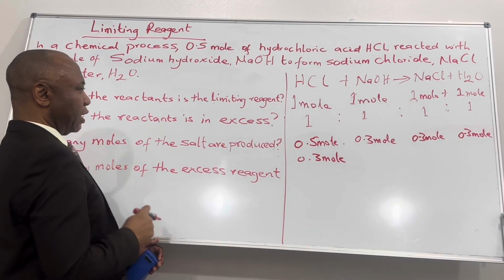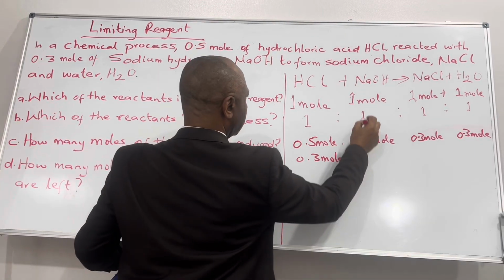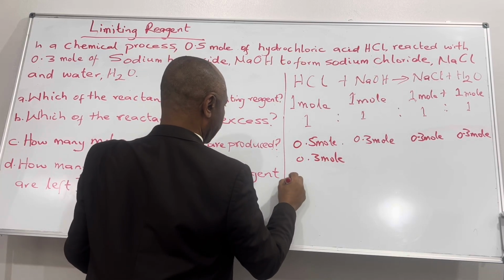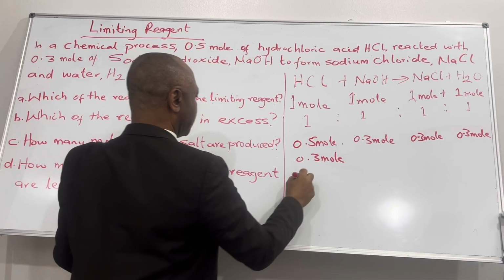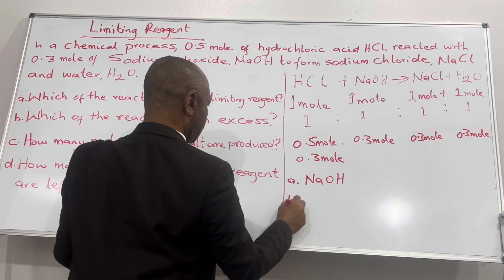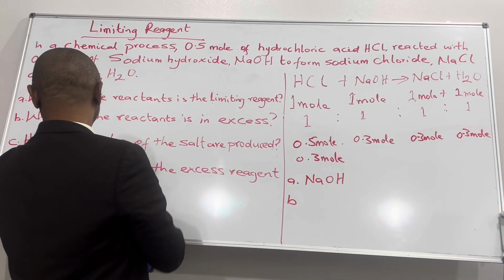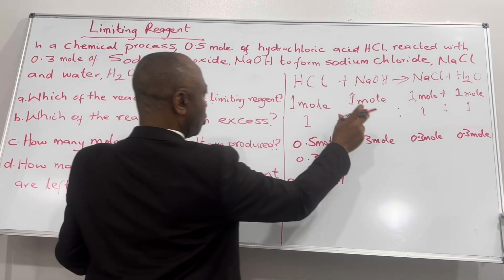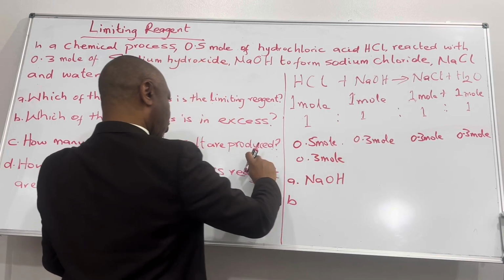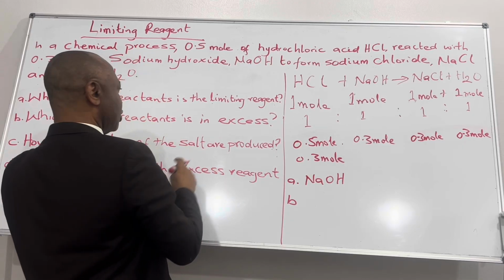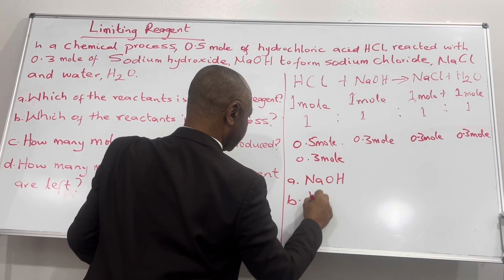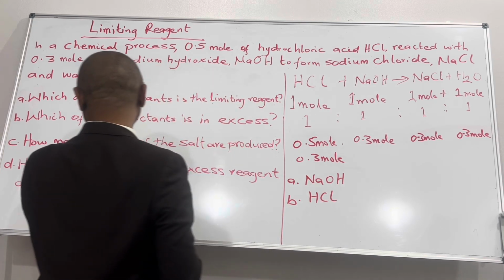In question A, sodium hydroxide is the limiting reagent. Now B, when you have two reactants in which one is the limiting reagent, then the other one must be the excess reagent. So B, hydrochloric acid is the excess reagent.